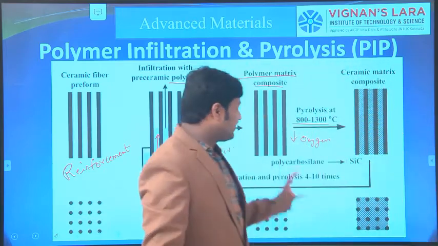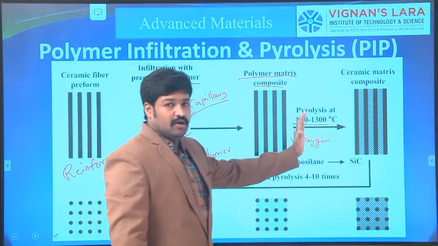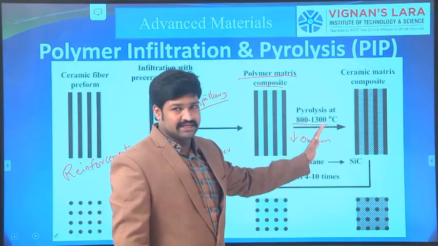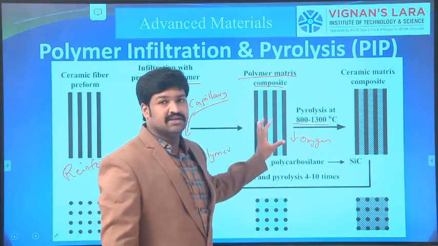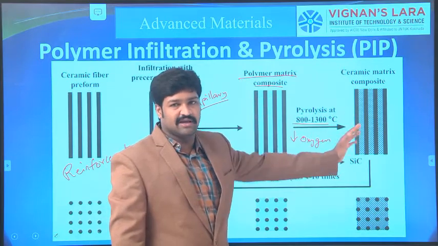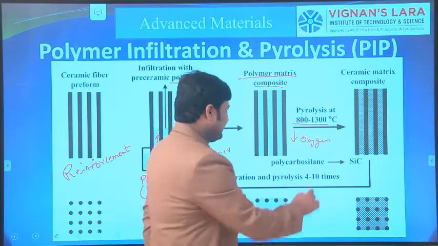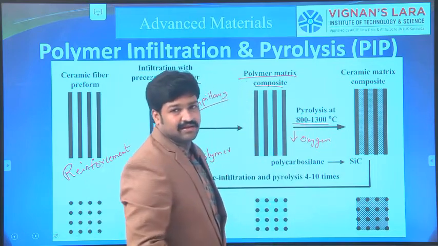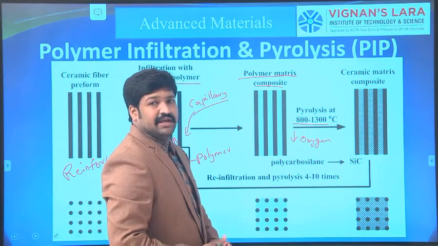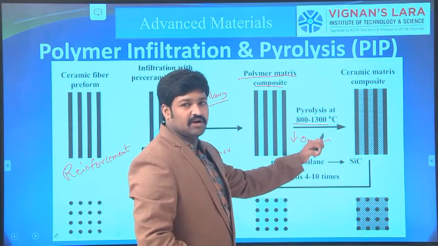Here this infiltrated component is heated from 800 to 1300 degrees centigrade. At these conditions, this polymer is converting into ceramics. The heating process is called pyrolysis. Heating the component at this temperature is called pyrolysis.